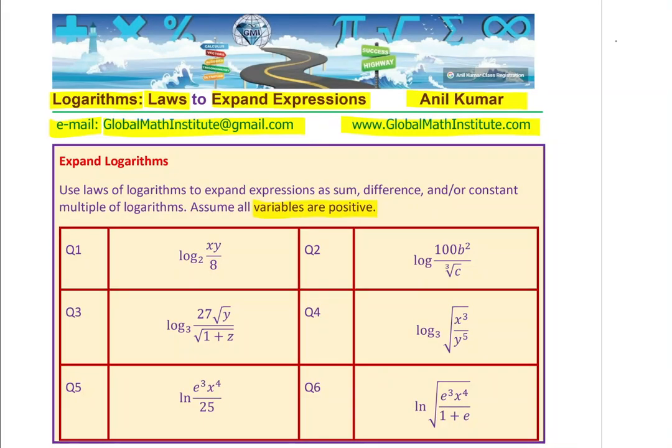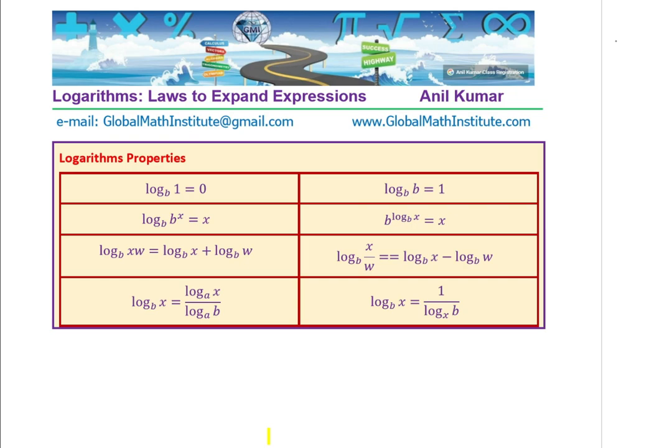So now, let's first look at the laws of logarithms. We also say properties of logarithms. Log of 1 is always 0, as you know. Log to the base b of b is 1. Log to the base b of b to the power of x is x. And when you write in exponential form, b to the power of log to the base b of x, it is just x, since these are inverses of one another.